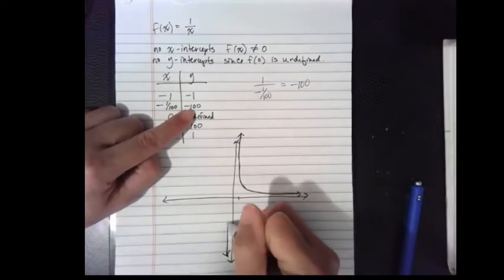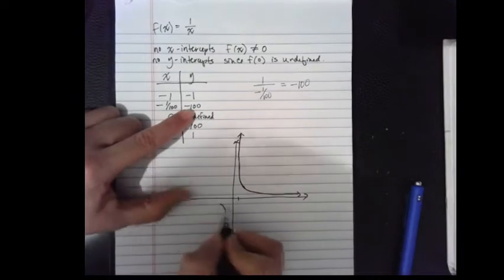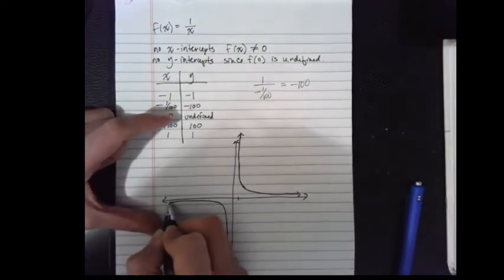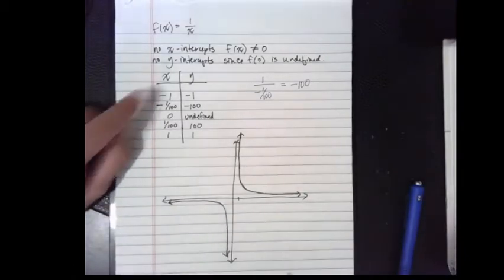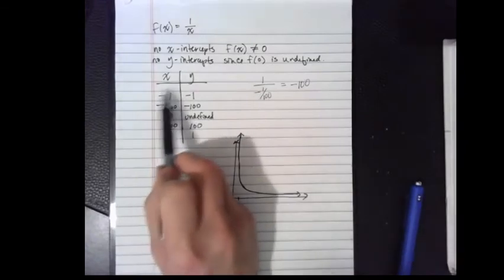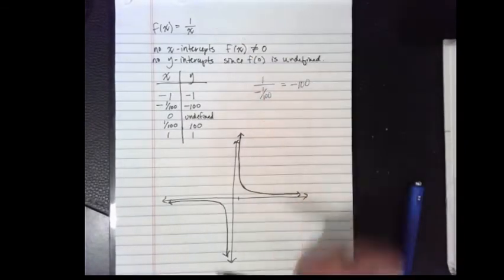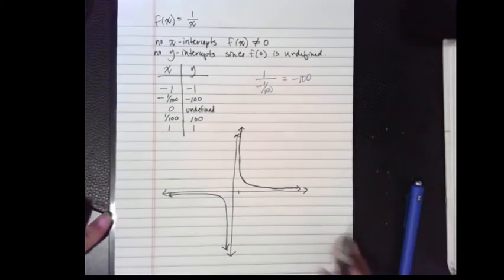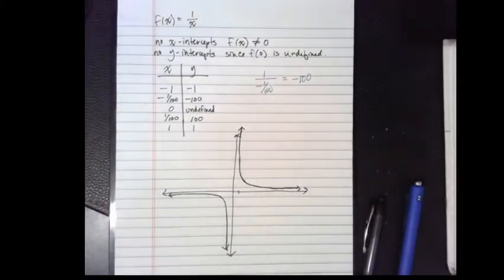I'm going to get closer and closer. I'm going to cross through the point 1, 1. And then the further away I get from 0, the smaller my number is going to be. So if I take -100, here I've got 1 over -100. So I'm getting smaller and smaller and smaller. Okay. So this is what my graph is doing.